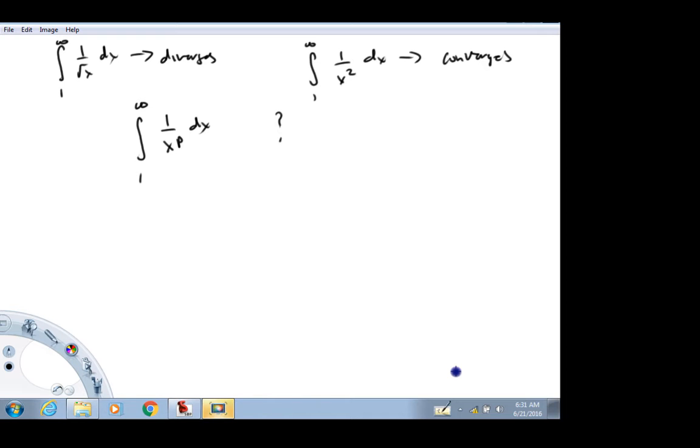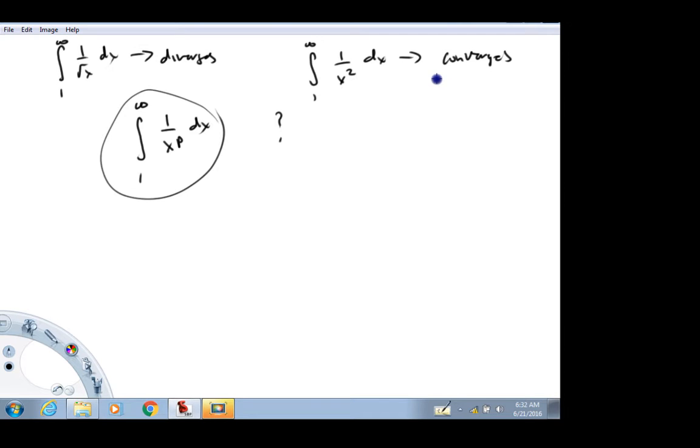The purpose of this video is to discuss the general requirements for integrals of this form to converge or diverge. Integral 1 over x to the p dx, where p is some value here. And what I just went through with my class was the following examples here. We looked at integral 1 to infinity of 1 over root x dx and found that this diverged, didn't yield an answer. We also looked at integral 1 to infinity of 1 over x squared dx, found that that converged, did get an answer.